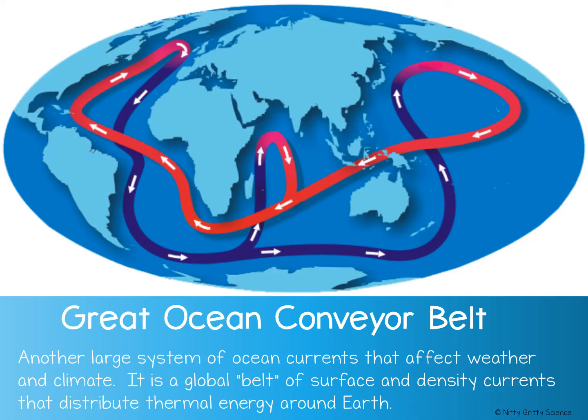Aside from gyres, there is another large system of ocean currents that affect weather and climate. This current system is called the Great Ocean Conveyor Belt, and it's illustrated here. The red indicates high salinity water which cools and then sinks in the North Atlantic, and the blue is deep water that returns to the surface in the Indian and Pacific Oceans through the process of upwellings.